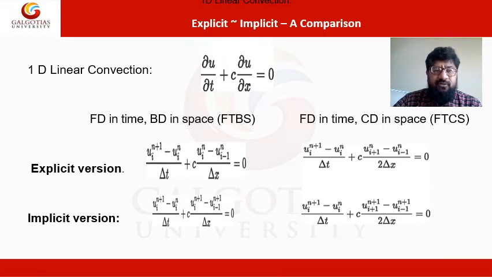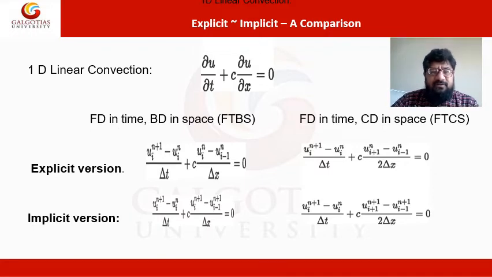So let us have a look. If we discretize the time derivative forward in time and the space derivative backward in space, then this will be called FTBS. The explicit version of it is u i n plus 1 minus u i n divided by del t, plus c times u i minus u i minus 1, all of this calculated at time level n, which is the current time level.